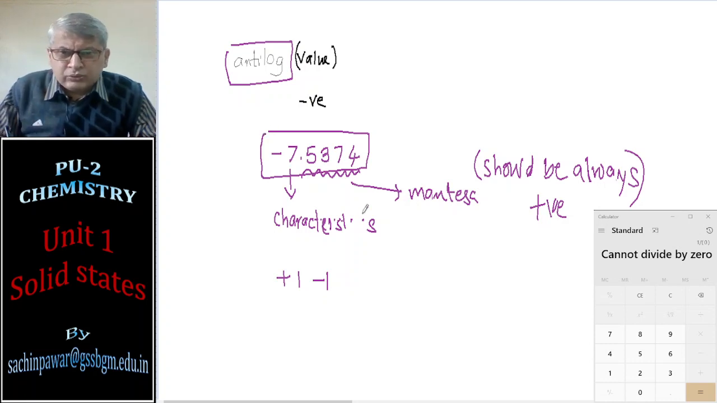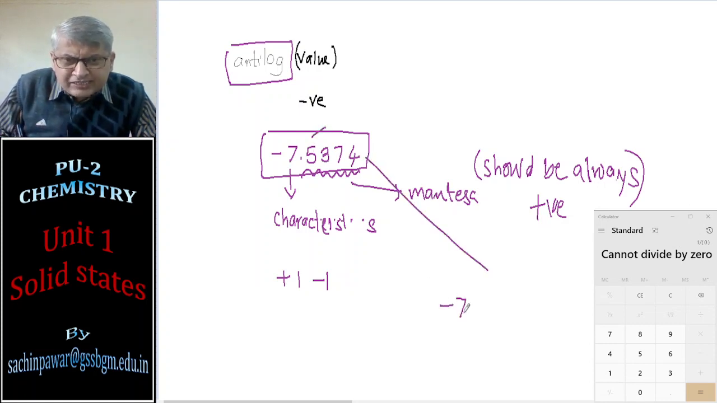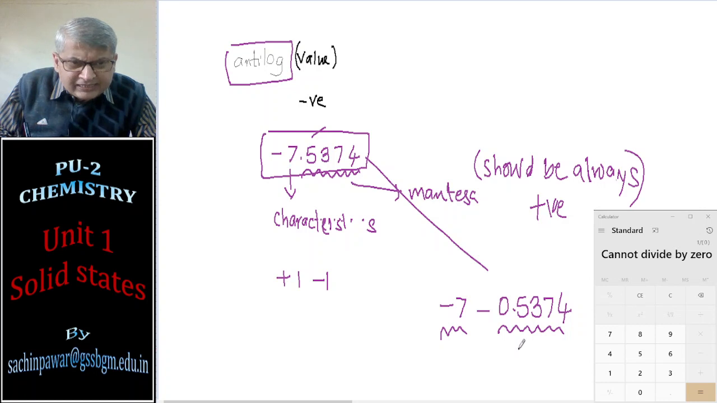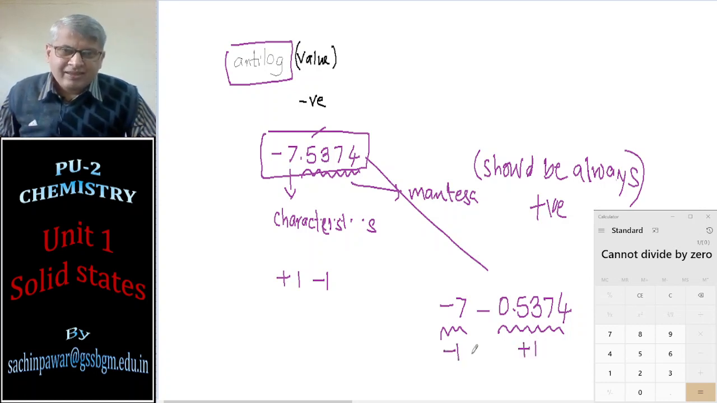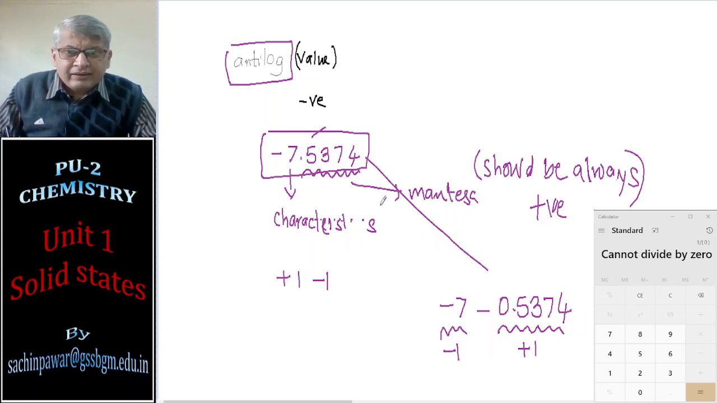So I want to make this mantissa positive. This actually is minus 7 minus 0.5374. So this is the mantissa, and this is the characteristic. To this mantissa I will add plus 1, and to this characteristic I will add minus 1, and that way we can convert the mantissa into a positive figure. A negative mantissa can be made into a positive figure. How? Let's see.